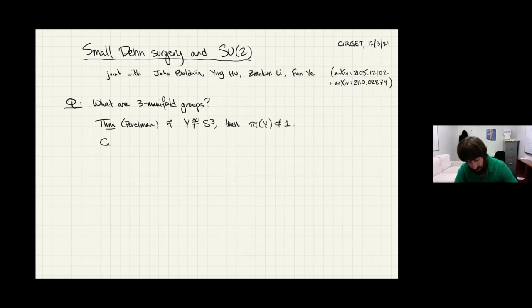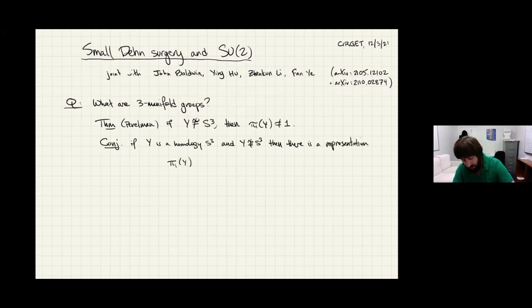But there's a conjecture, and it shows up somewhere in the Kirby list, but it's really motivated by gauge theory, that says that if Y is a homology three-sphere, but not actually a three-sphere, then there's a representation of the fundamental group into SU2 with non-abelian image. So from pi1 of Y into SU2 like that.